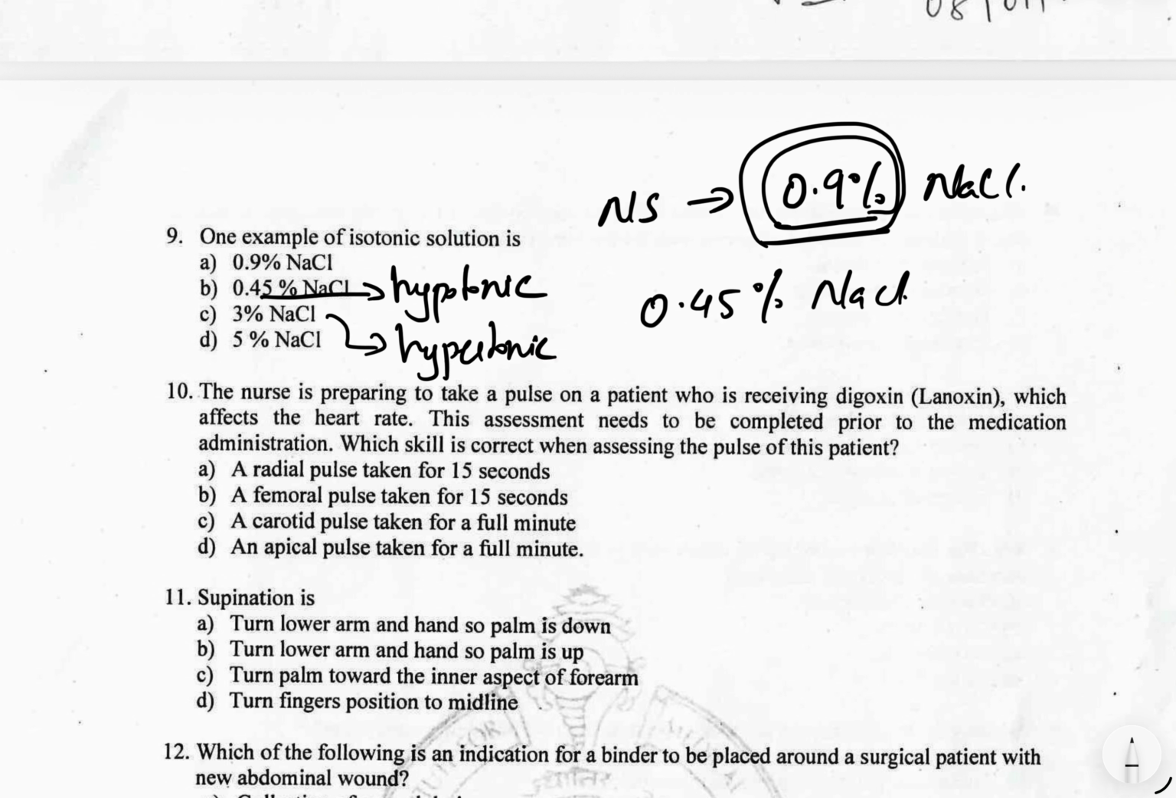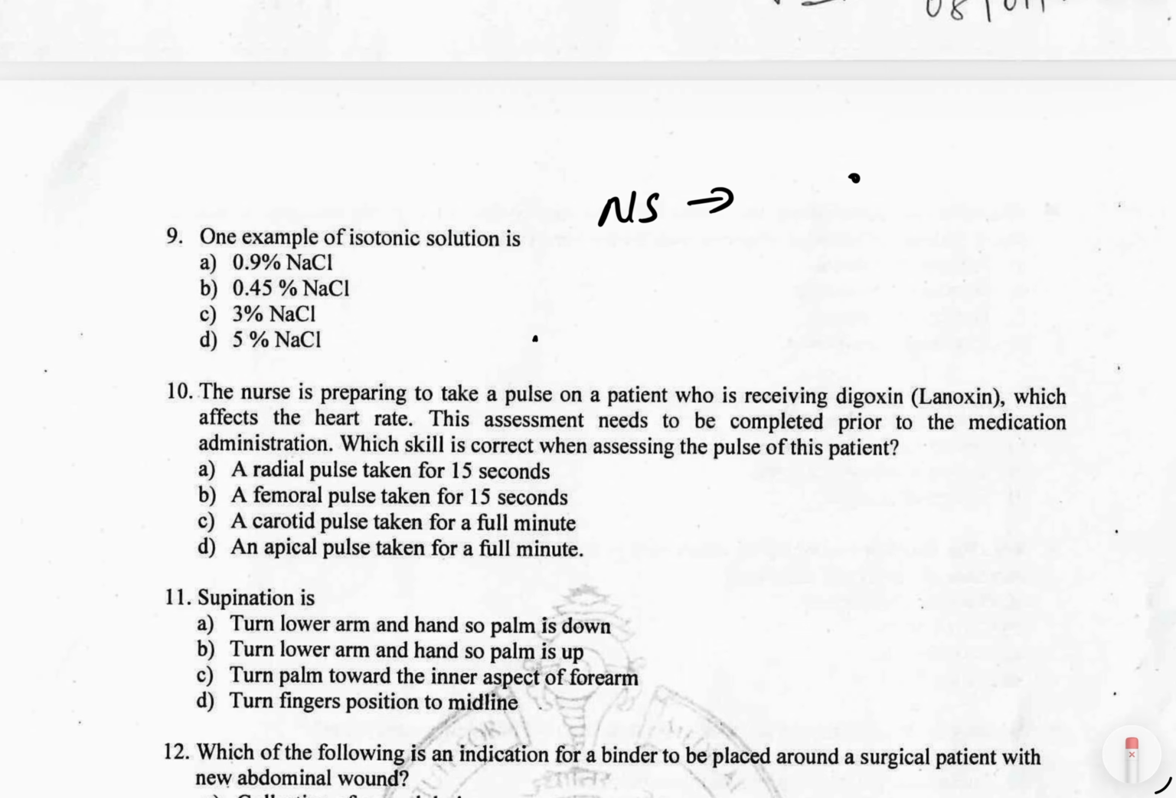Remember, the normal saline we use daily in our wards, 0.9% normal saline, is an isotonic solution. Remember, it's an isotonic solution. 0.45 is hypotonic and 3% is hypertonic solution.